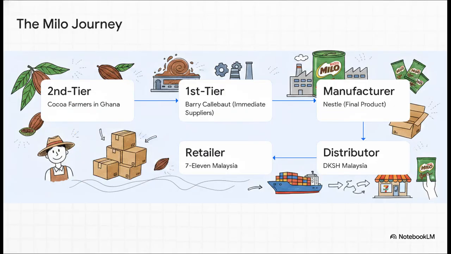To really ground this, let's look at the actual journey of something like Milo. The whole thing kicks off way upstream with second-tier suppliers. We're talking raw cocoa farmers in Ghana. They pass those raw materials to first-tier suppliers like Barry Callebaut, who process the cocoa. Next, it hits the final manufacturer, Nestle, who transforms it into the finished drink powder. From there, it's handed off to distributors like DKSH Malaysia for storage and shipping, before finally landing on the shelf at a retailer like 7-Eleven, right into your hands.